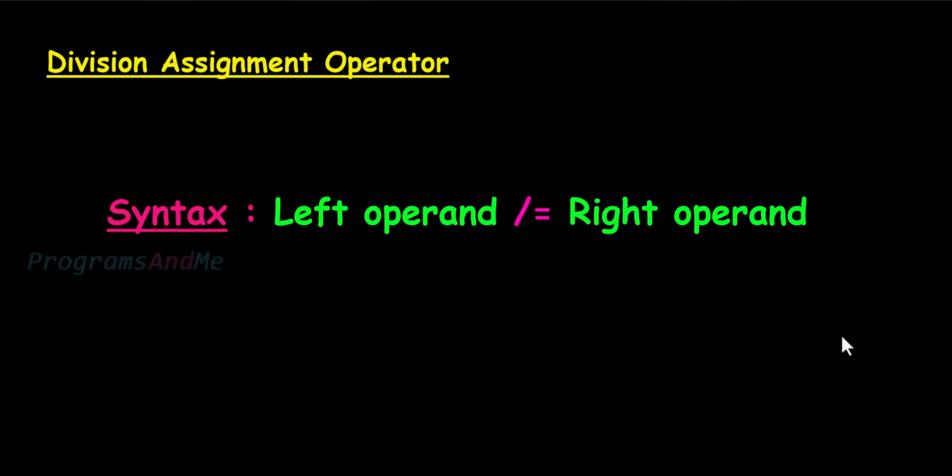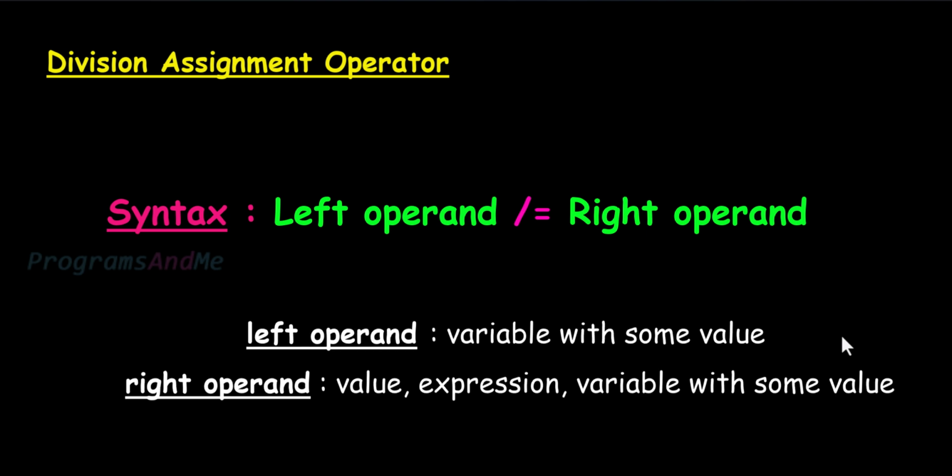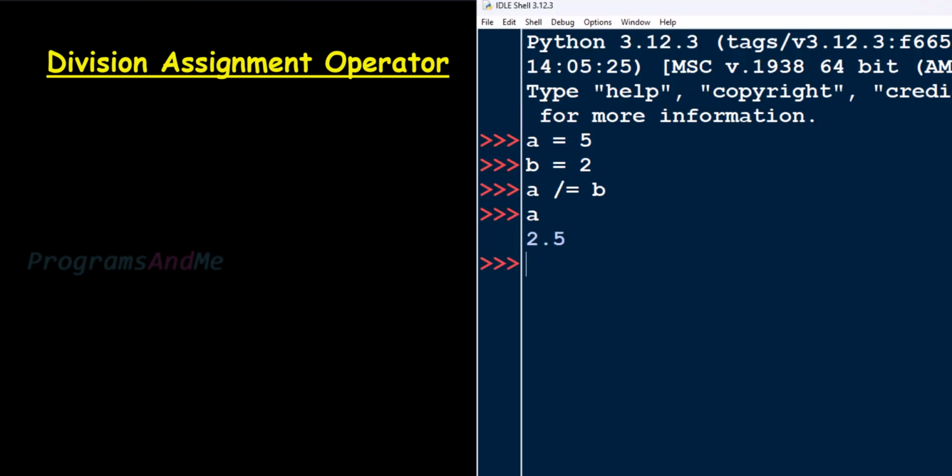Next operator is the division assignment operator. Symbol is this. Syntax is left operand, right operand. The left operand must be a variable which refers to some value. The right operand can be a value, expression, or variable with some value. This operator is used to divide the left operand by the right operand and assign the result to the left operand. So here we can see an example.